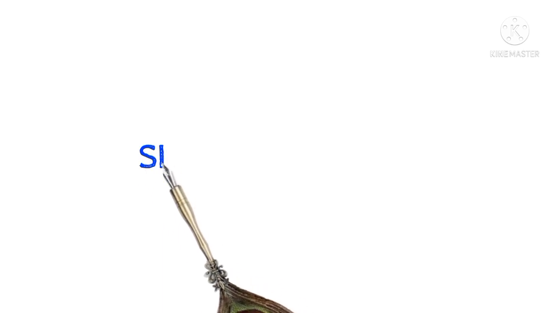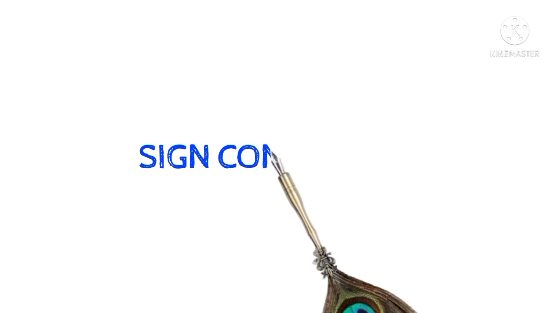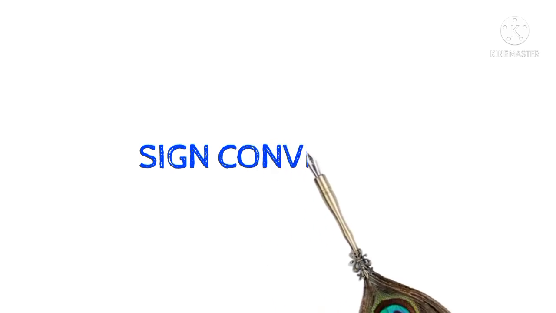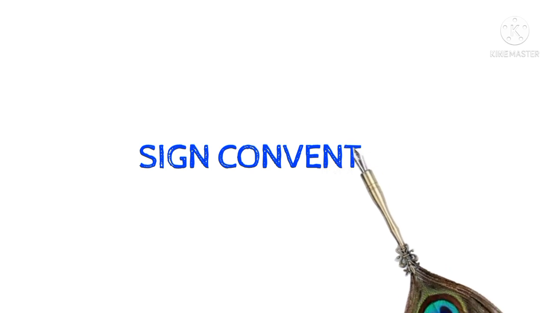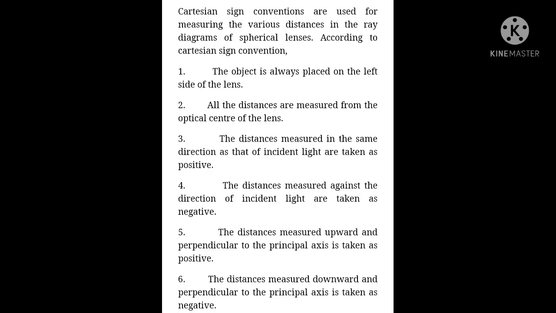The next topic is sign convention. In this sign convention, we are having certain rules. These Cartesian sign conventions are used for measuring the various distances in the ray diagrams of spherical lenses. The rules are: the object is always placed on the left side of the lens. All the distances are measured from the optical center of the lens. The distances measured in the same direction as that of the incident light are taken as positive and the opposite direction are taken as negative.